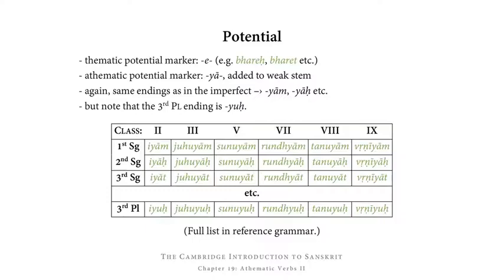Again, we have the same endings in the potential as we have in the imperfect, and so what we find added to the stem is yam, yach, yat, and so on. But note that in the third plural, the ending is yuch. So, for example, in class 2 of the verb I, eti, to go, we have iyam, iyach, iyat, third plural, iyuch. Class 3, hu, to pour or to sacrifice, juhuyam, juhuyach, juhuyat, third plural, juhuyuch, and so on. The potential of athematic verbs is fairly straightforward.